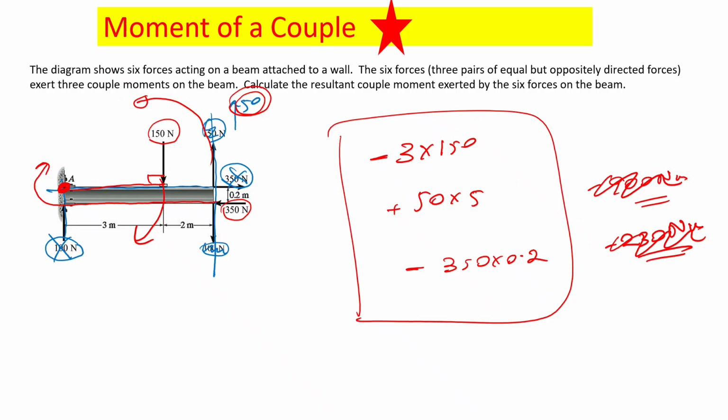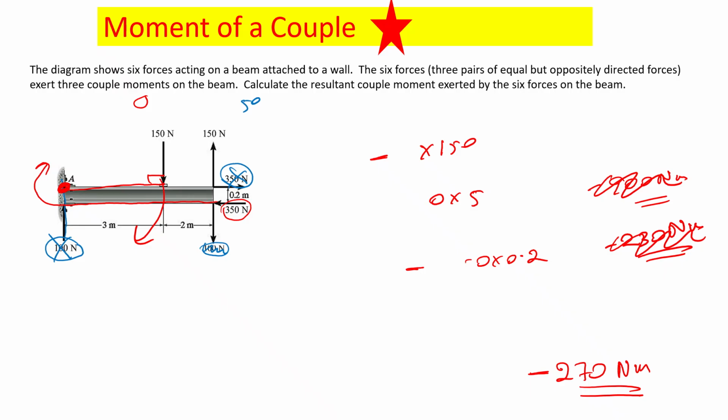270, isn't it? Negative 270? Yeah, minus 270. Okay, I want you to do the couple moment part. How come you got 900 there? Can you find it again, please? 900. How do you do it? Find the couple moments now.